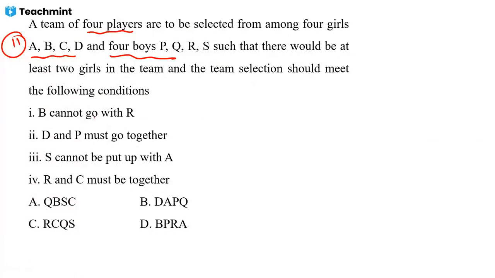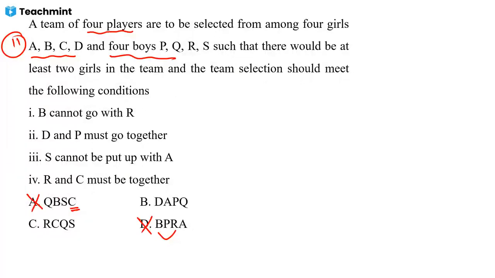Yeah, B cannot go with R. Fine. So here B with R, wrong option. D and P must be together. When D is there, D and P must go together. R and C must go together. So here C is there, R is not there. When C is there, R must be there. R and C must go together, right? So A and D are eliminated.